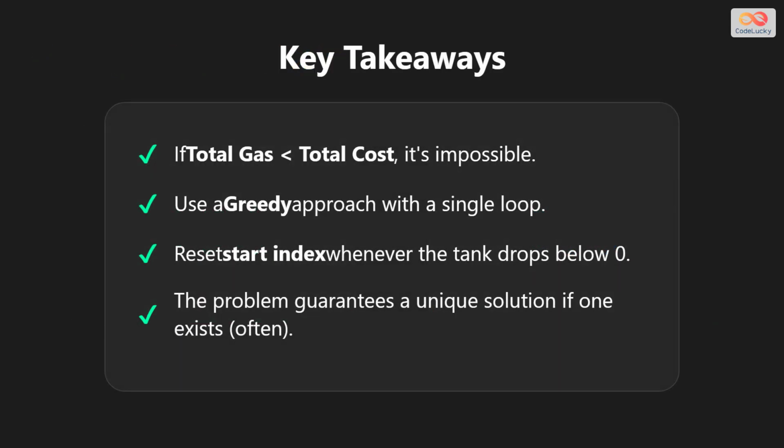To summarize, always check if the total gas is sufficient first. Use a greedy approach to find the starting point in a single pass. If you run out of gas at station i, your next potential start is always i plus 1. This ensures an optimal solution.